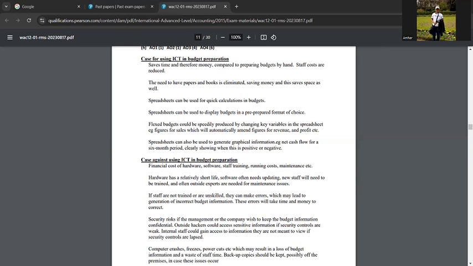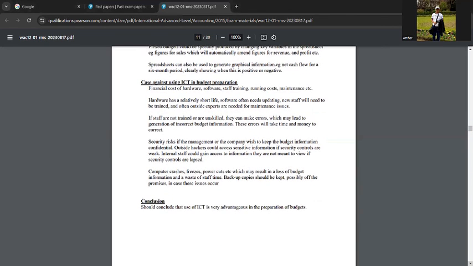Now we'll look at the disadvantages. They are saying financial cost of hardware. So to buy hardware, to implement a new software system, to bring in the latest software technology, all that will cost money, and we need to train staff to use ICT in preparing budgets. And there'll be running costs and maintenance, like if there's a breakdown or anything, and if you want to maintain the computers and all that, it costs lots of money, right? So that's why the finance cost is very high for ICT. Did you understand this? Yeah, I understand that.